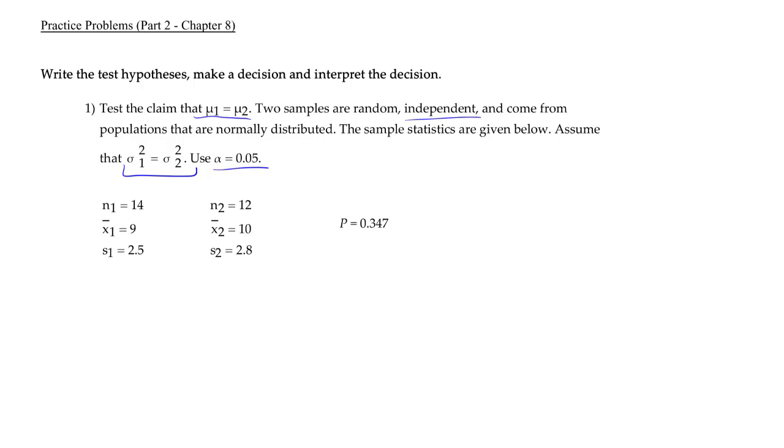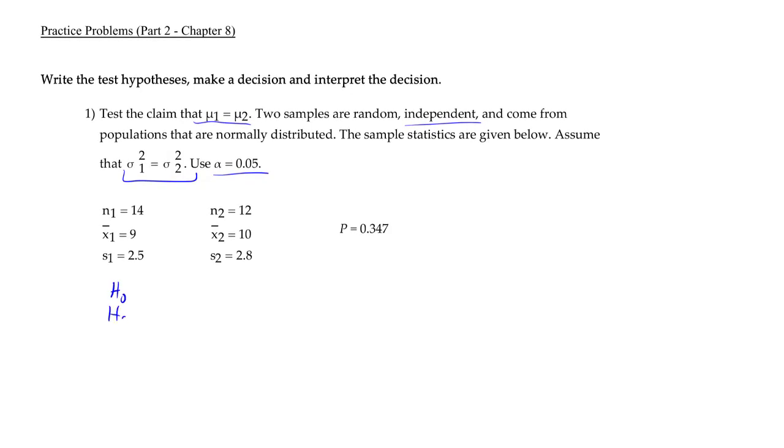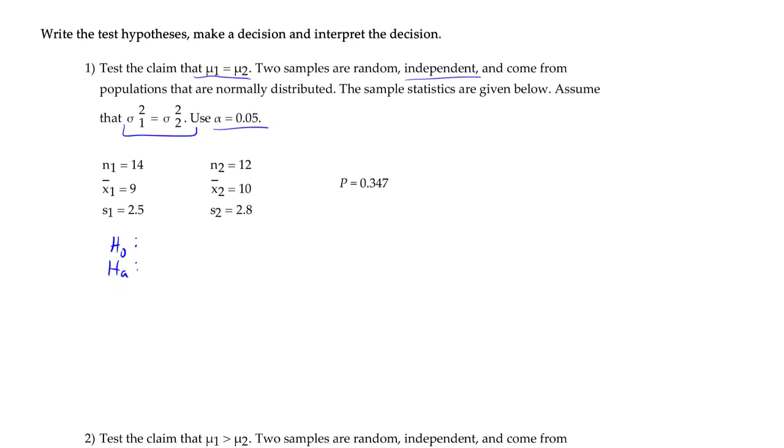All right, so we need to set up the hypothesis test, the claim that mu1 equals mu2. So that, again, has to be the null because it has the equals. And then mu1 not equal to mu2 is the alternative. And this, again, would be a two-tail.